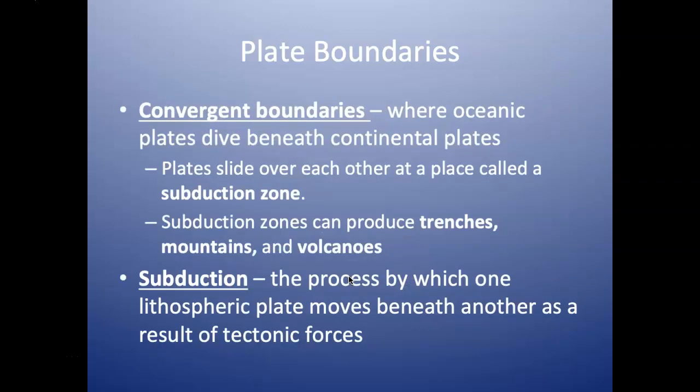Next, the other type of boundary is known as a convergent boundary. Convergent boundaries are when we have oceanic plates usually colliding with continental plates. What happens is they both collide together, and one of those plates, usually the oceanic plate, is going to slide underneath the other.